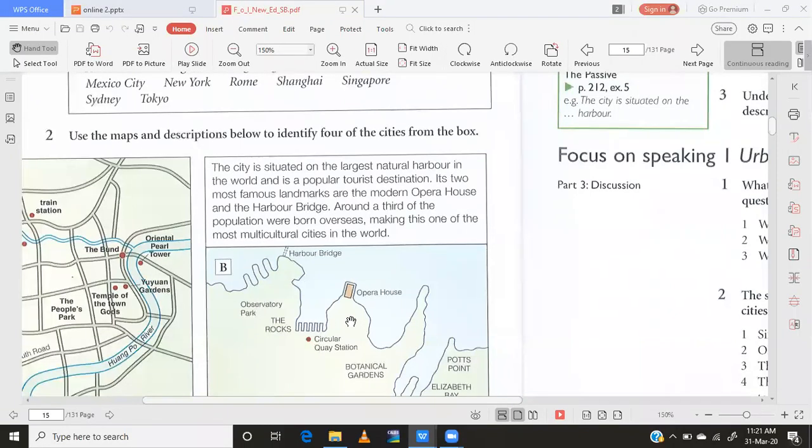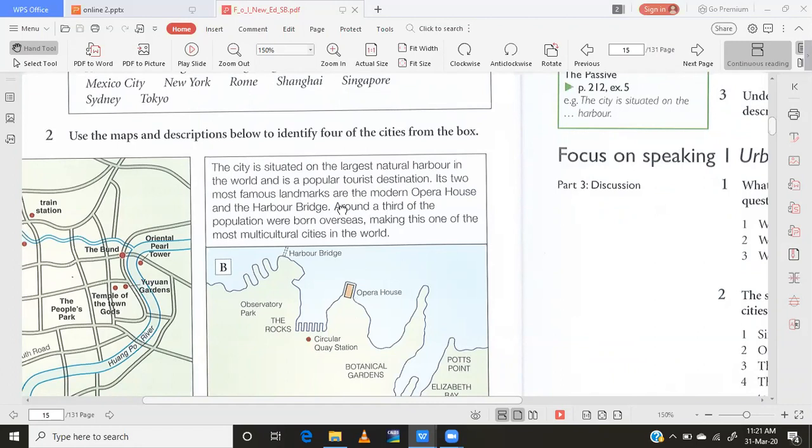B. The city is situated on the largest natural harbor in the world and is a popular tourist destination. Its two most famous landmarks are the modern Opera House and the Harbor Bridge. Around a third of the population were born overseas, making this one of the most multicultural cities in the world.